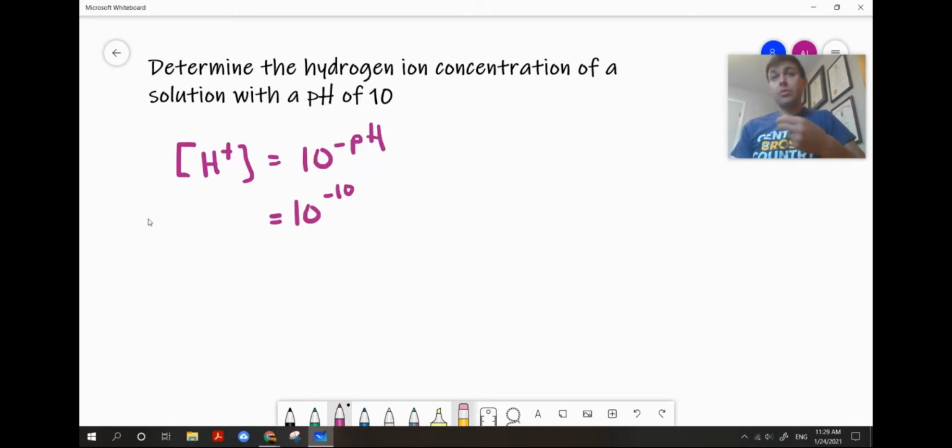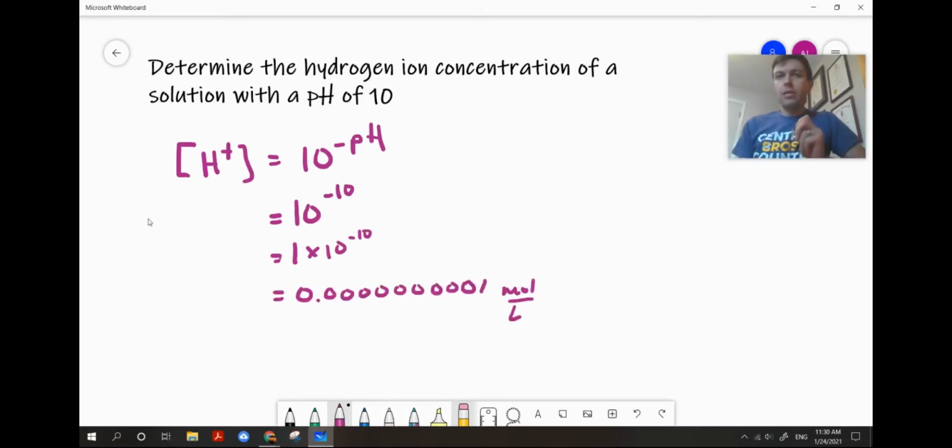When this question gives us a pH which is a whole number, we can actually solve this without really using a calculator because this is really just a number in scientific notation, 10 to the negative 10. That's the same as 1 times 10 to the negative 10. So here we have our number, very, very small concentration.